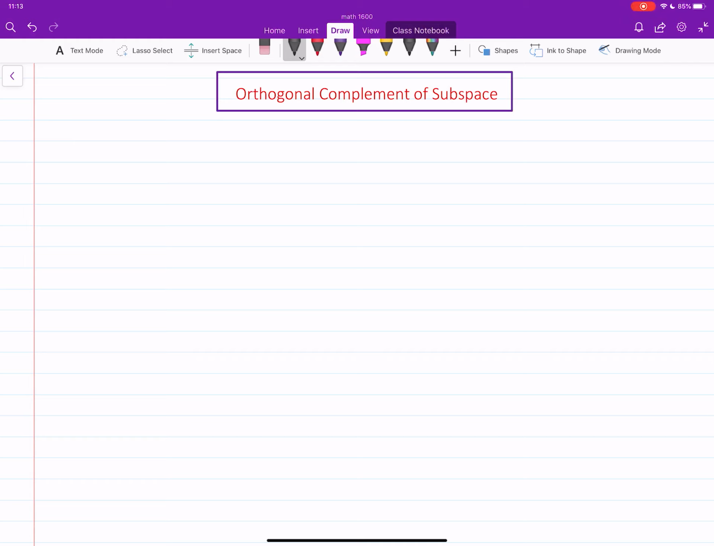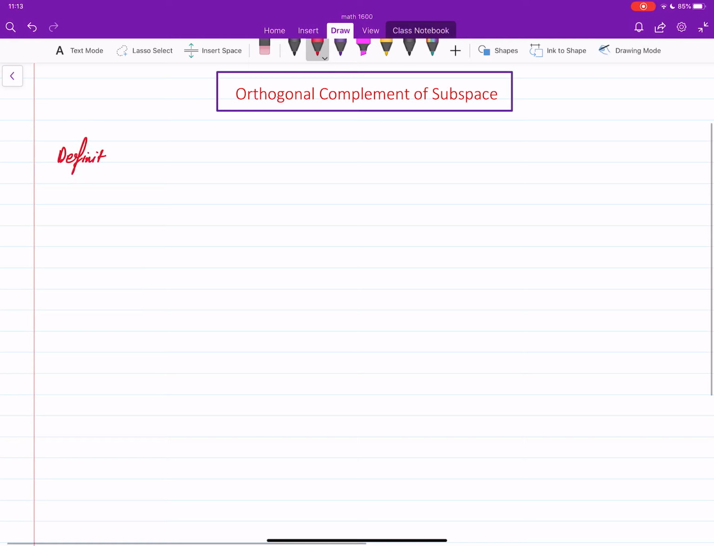Hi, in this video we will introduce the notion of orthogonal complement for subspaces, and then we will see in some examples in R2 and R3 how this works. Well, let me start with the definition.